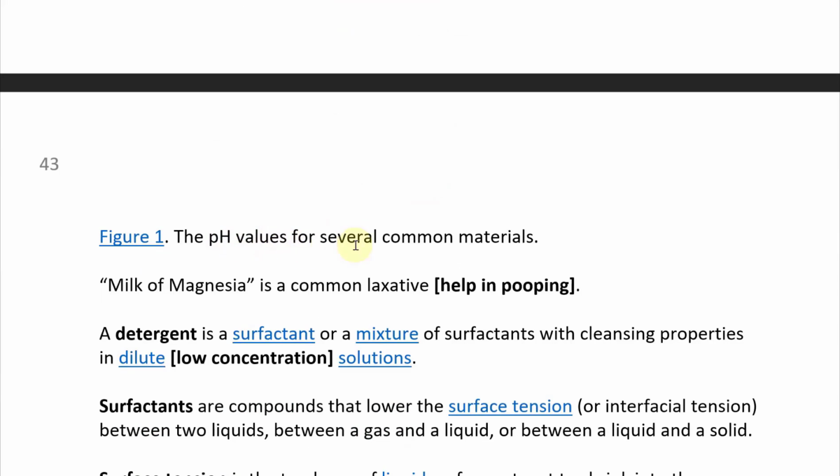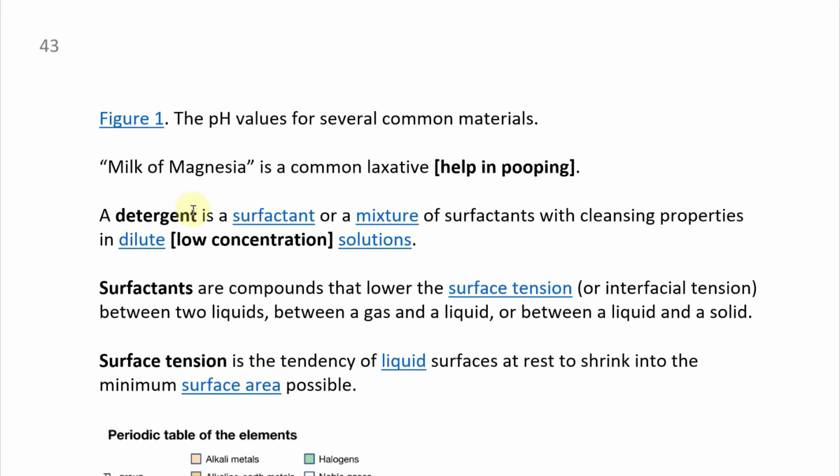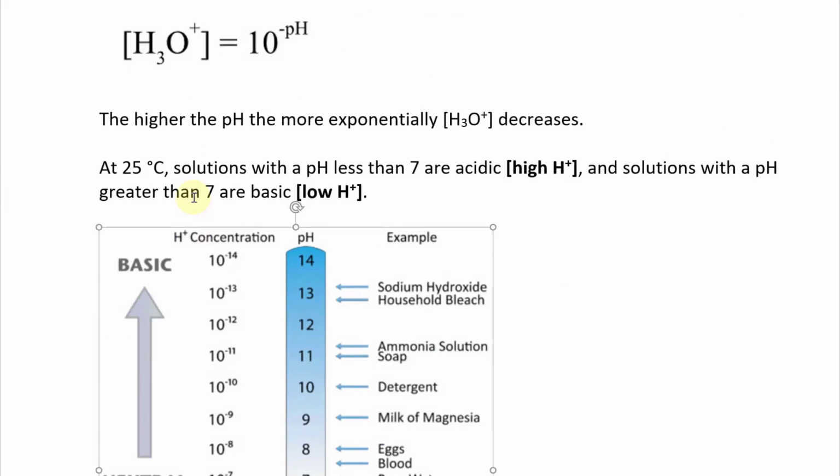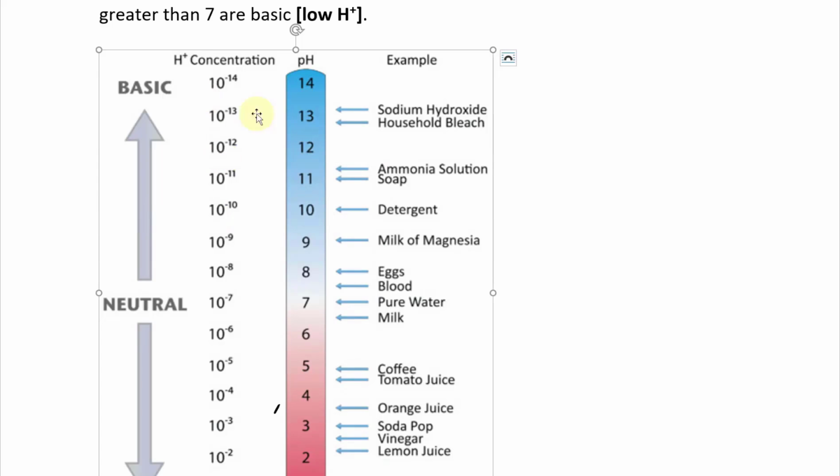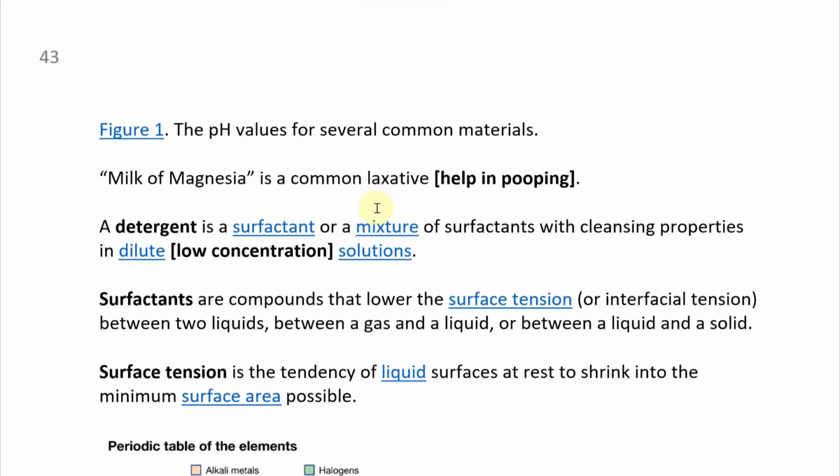Enough size. So figure 1, the pH values for several common materials. And a note, milk of magnesia is a common laxative, which helps in pooping. A detergent, I think I wrote detergent here. Yeah, actually, that's right here. So detergent, or laundry detergent, to clean your laundry.